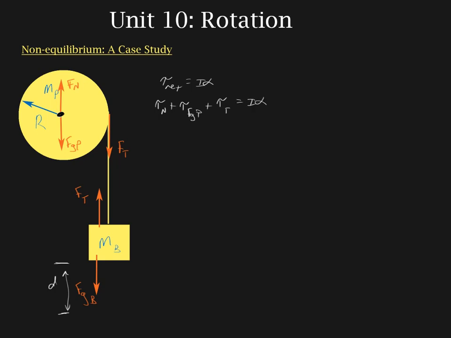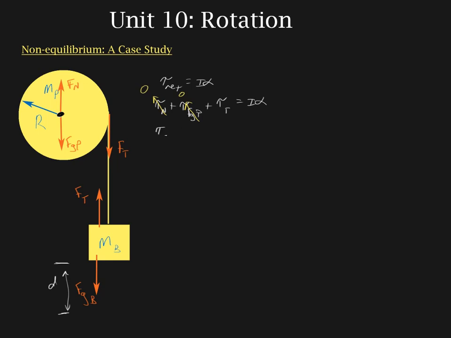But what we see is that the normal force is acting through the axis of rotation, so we know that's going to be 0 because r is equal to 0, and the weight is also acting at this location, and so the force of gravity basically has 0 torque in this scenario. So what we have is the torque due to tension.